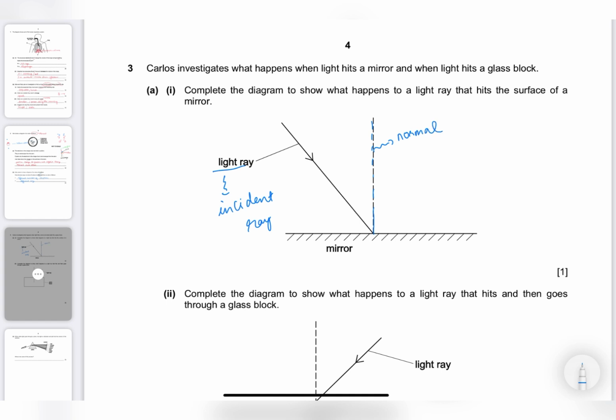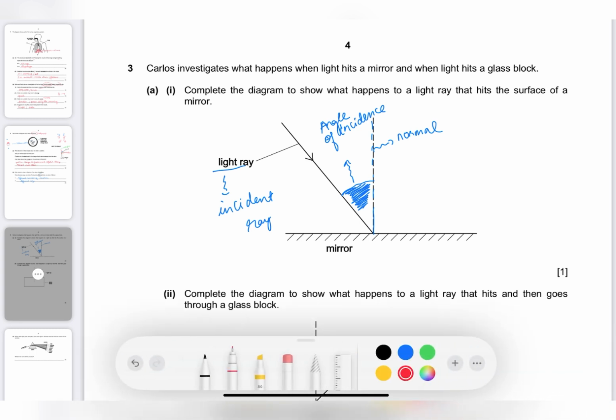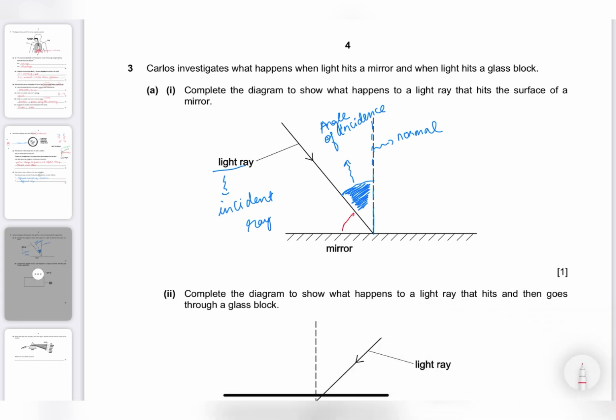Basically, first we have to measure this angle. This angle is the angle of incidence. Measure it using a protractor. Don't forget that we always measure from the normal. One common mistake which learners make is they measure this angle from the surface. Never measure from the surface.